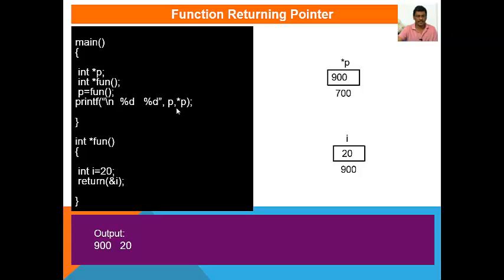printf %d, p, *p. What is p? p is 900, so it displays 900. What is *p? Value at 900, and the value at 900 is 20. So it displays 900 and 20. So we can return the address. Here we return an address. So this is a function returning pointer.